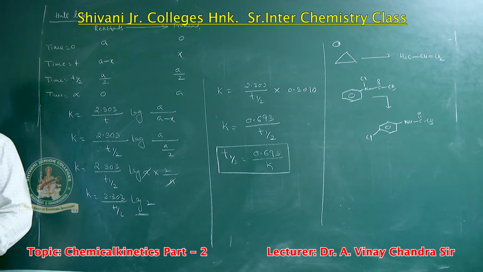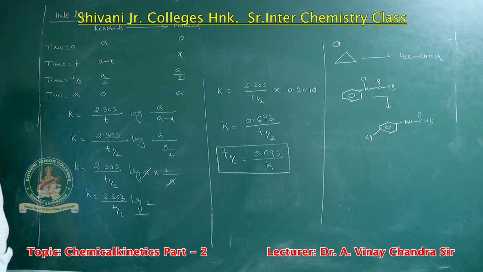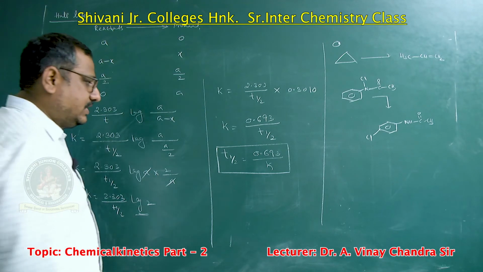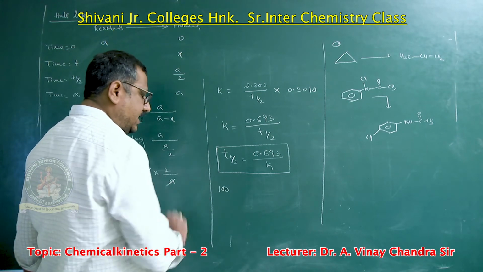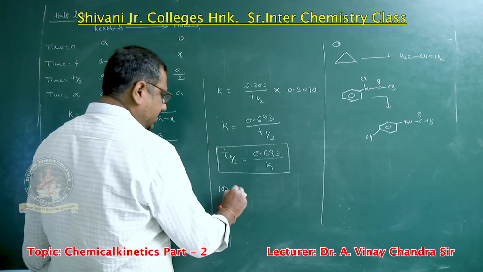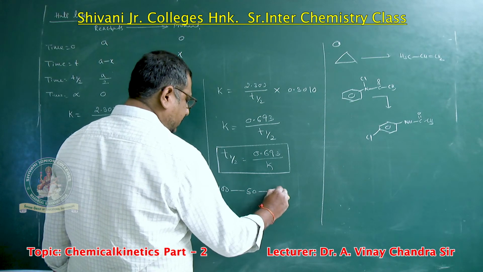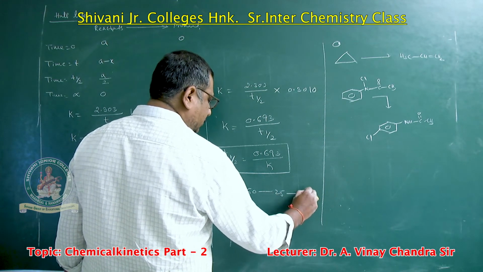Here t half is equal to 0.693 by k. The half-life of a first order reaction is independent of the initial concentration of the reactants. Independent of initial concentration means, for example, if the reactant concentration is 100, it converts to 50, then to 25, then to 12.5.